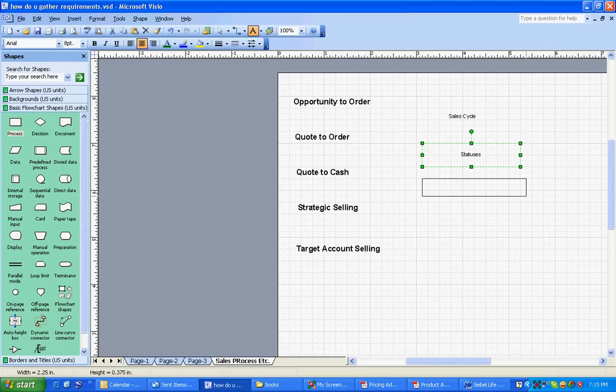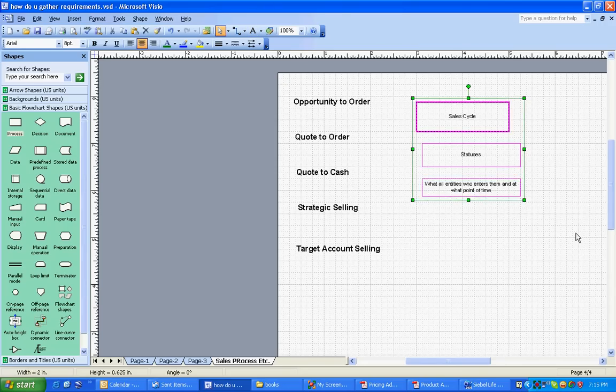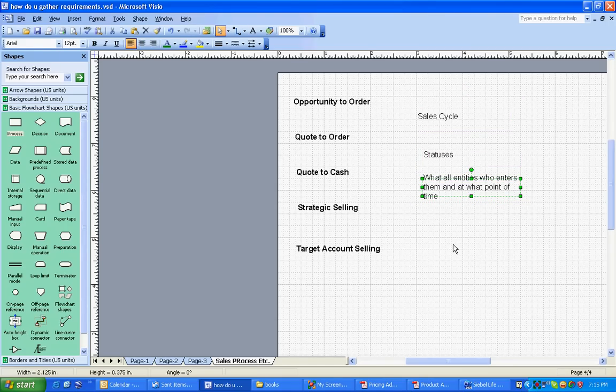Who enters them and at what point of time? What all entities are entered? Sales cycle, who enters them and at what point of time? So what is a sales cycle? This is a complete sales cycle. First the opportunity is entered, but then there are more points when you start talking in terms of sales cycle. What is the typical length of time before the customer interacts back?